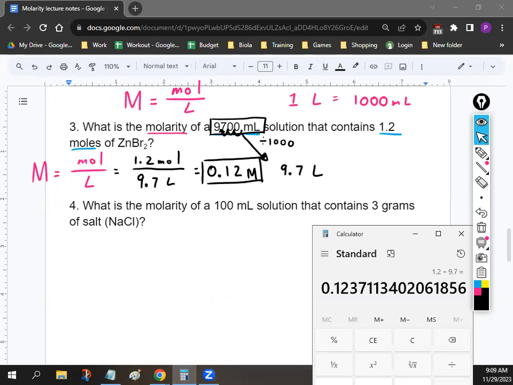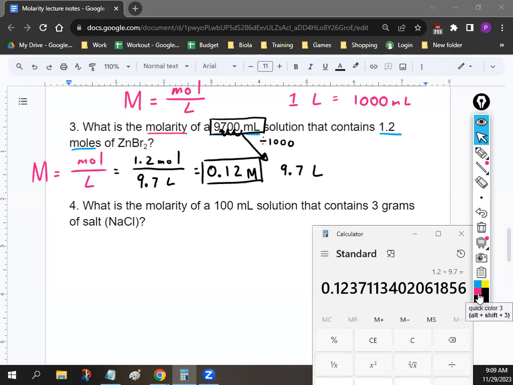Okay, I'm going to give you 3 minutes to try number 4 with the person next to you. This one is a little bit tricky again. If you notice, you're still finding molarity, but we have milliliters again. But this time, instead of moles, I gave you grams. So you'll have to do 2 conversions before you can plug it into the equation.